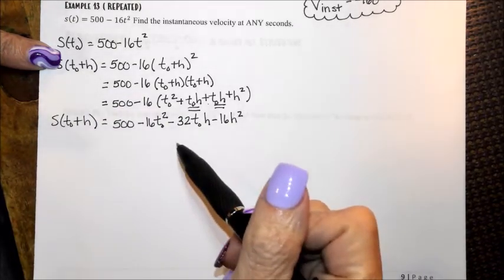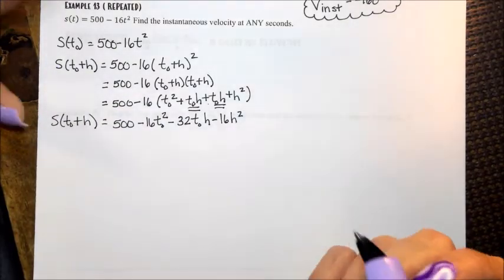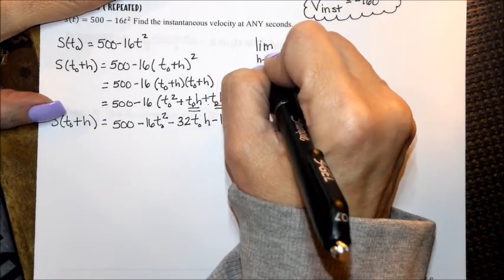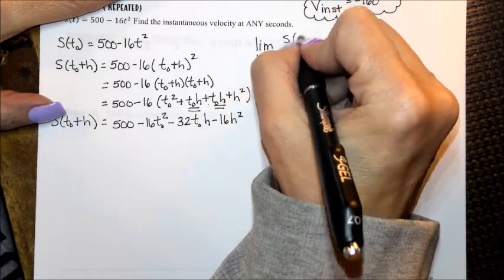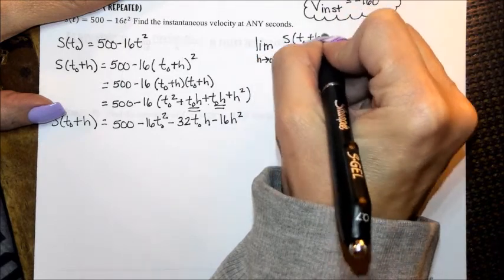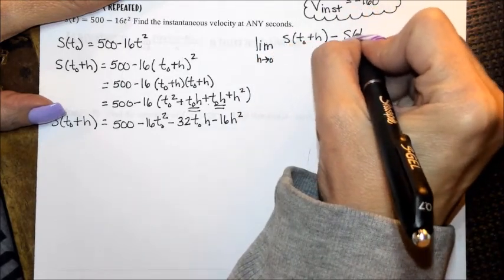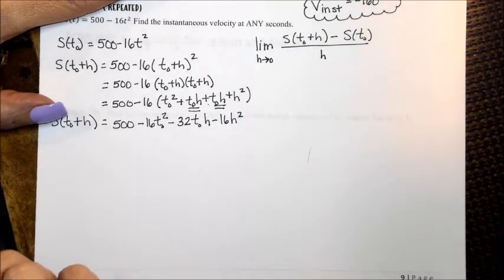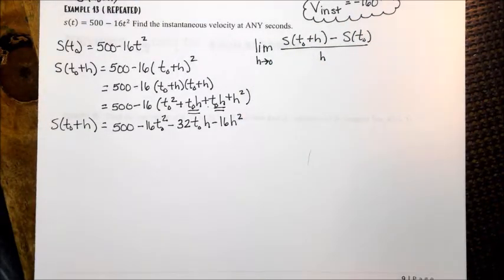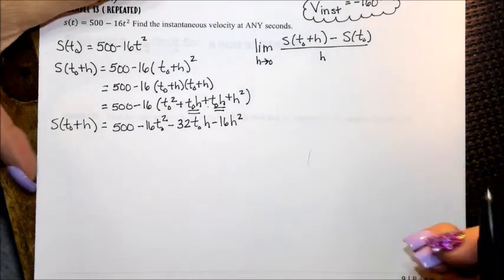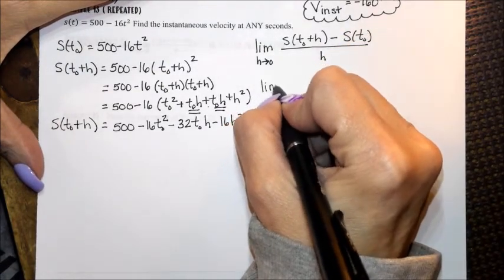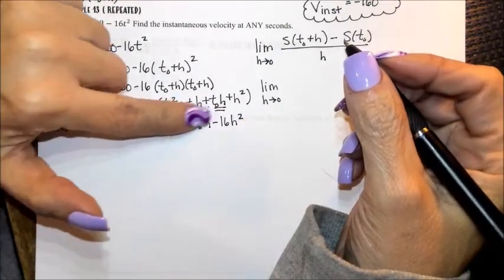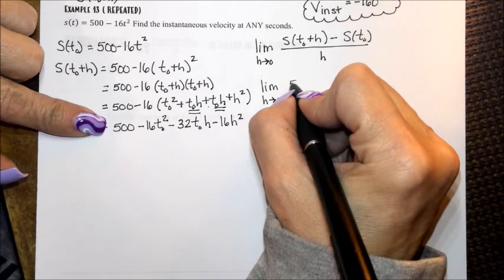I need to know that because I'm going to have to do the limit. So I'm going to have to do the limit as h approaches 0 of s of t plus h minus s of t all over h. That's what I need to do. I don't know what specific time it's at, so I don't have any way of simplifying anything. So the limit as h approaches 0. This one, which is all of that. And yes, it is messy.